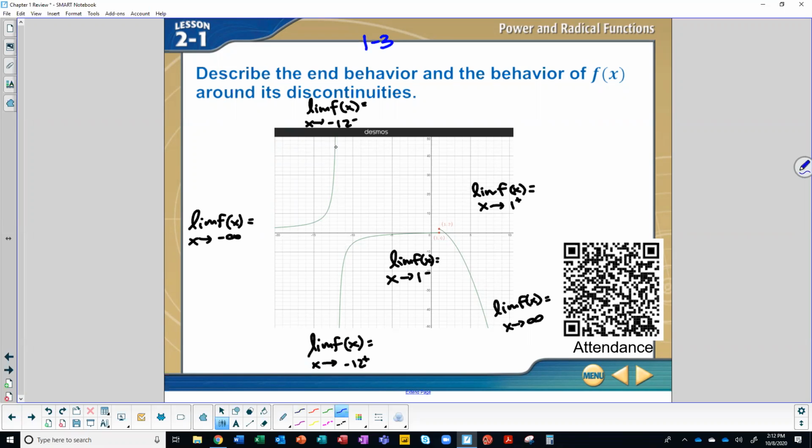It's going up. And so what y value represents going up? An infinity. And so that would be, if you were given this, by the way, what this means is it's the break of negative 12.